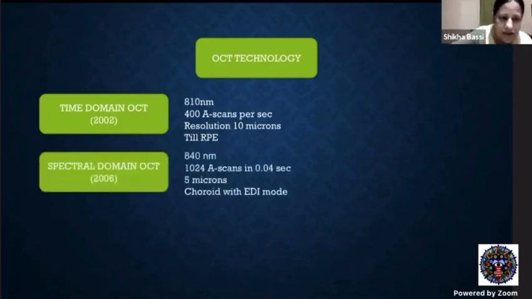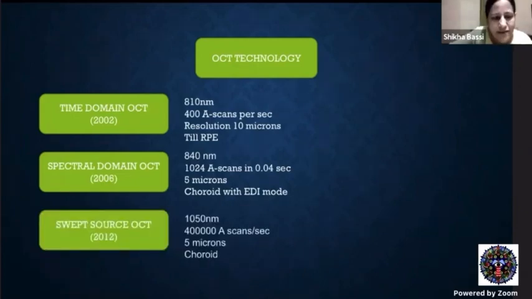Then came spectral domain OCT in 2006. Again, a visible light source, 840 nanometer wavelength, but we are getting a much faster scan. We are getting around 1000 A scans in 0.04 seconds, and resolution has improved to 5 microns. And we are able to reach the choroid and sclera with the EDI mode of spectral domain OCT.